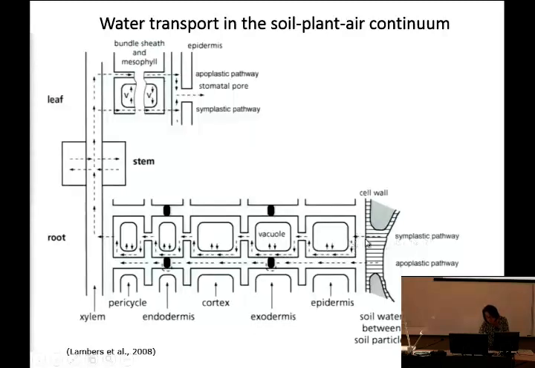Symplastic is inside the cell, going through the plasma membrane, through the cell, and into the next cell. Apoplastic is outside the cell, in the intercellular space, but there is the Casparian band. So you have to go at least one time through a cell to get around it.